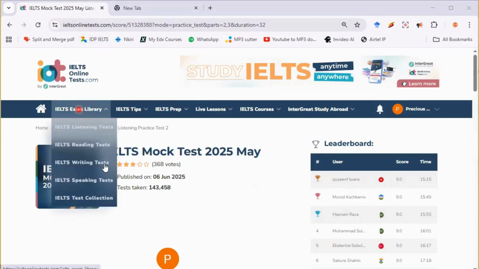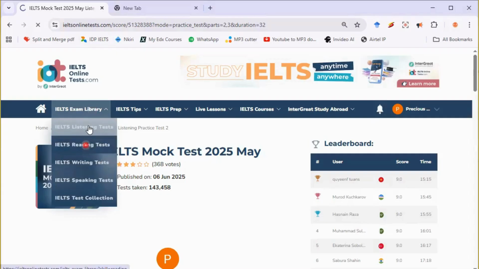So it's better to get used to the computer system if you are doing computer-based IELTS. If you are doing paper-based IELTS, then you can practice with paper. How? Print out questions on paper and practice on paper, especially for IELTS reading. So let's look at IELTS reading now.